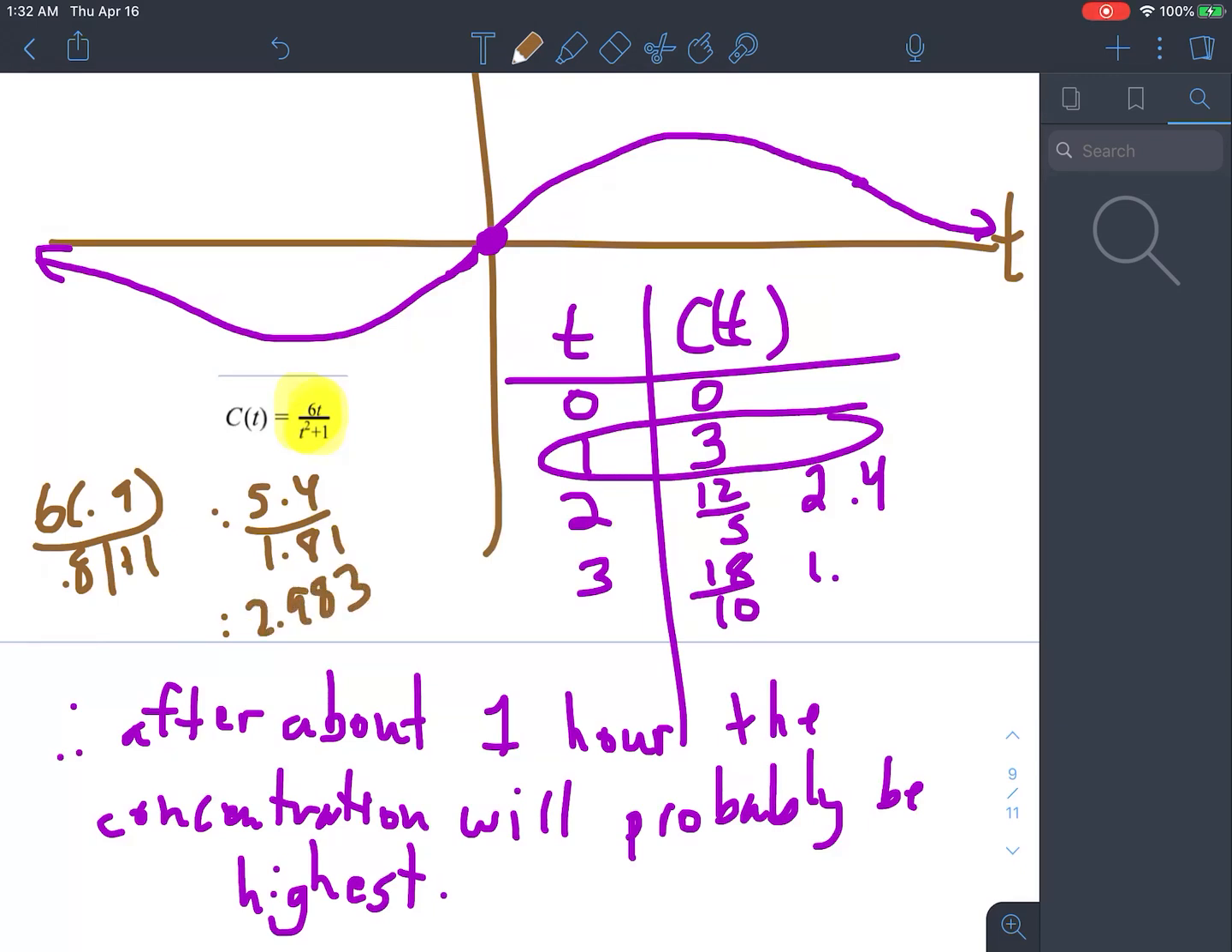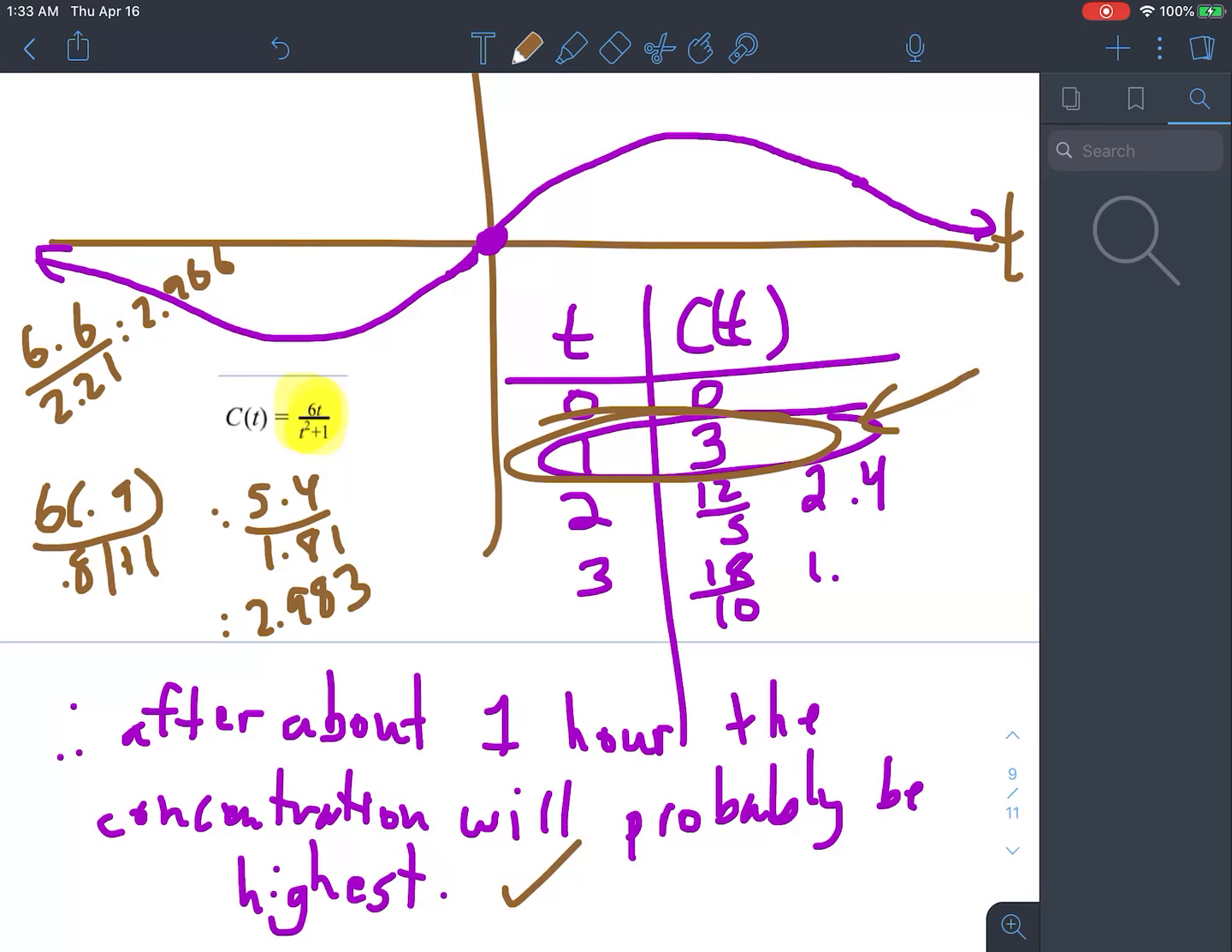Okay, let's try 1.1. 6 times 1.1 is 6.6. 1.1 squared is 1.21 plus 1, so 2.21. 6.6 divided by 2.21 equals 2.986. Alright, that's pretty convincing that 3 is going to be the highest right here. So I feel good about our answer.